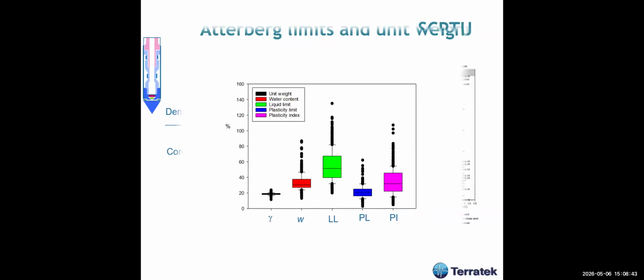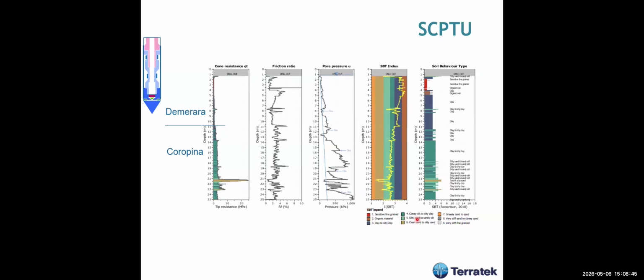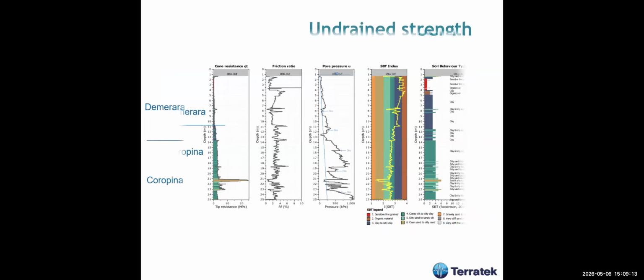We also carried out some seismic CPTs, and the CPTs were very good to detect the change between the Demerara and Coropina formation. So these are soft, recent clays, and these are the over-consolidated clays, which show a very clear separation between them. Okay, so we carried out some CPTs, and they were very, very useful.